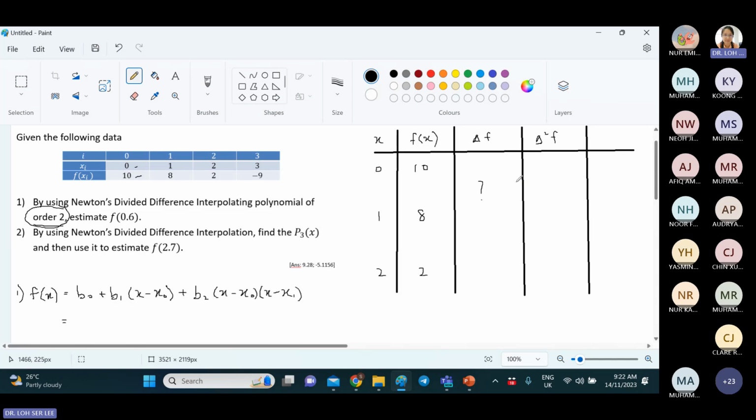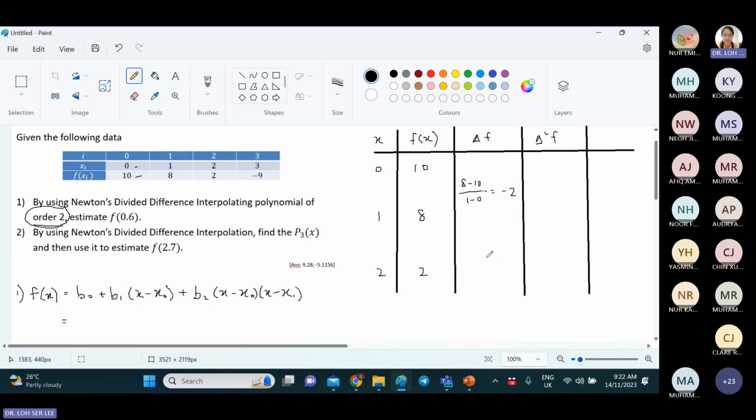What is this value? -2. Yes, -2. How to get this -2? We use 8 minus 10, divided by 1 minus 0. You don't have to write this out, this is just for your own reference. You can just write out the -2.